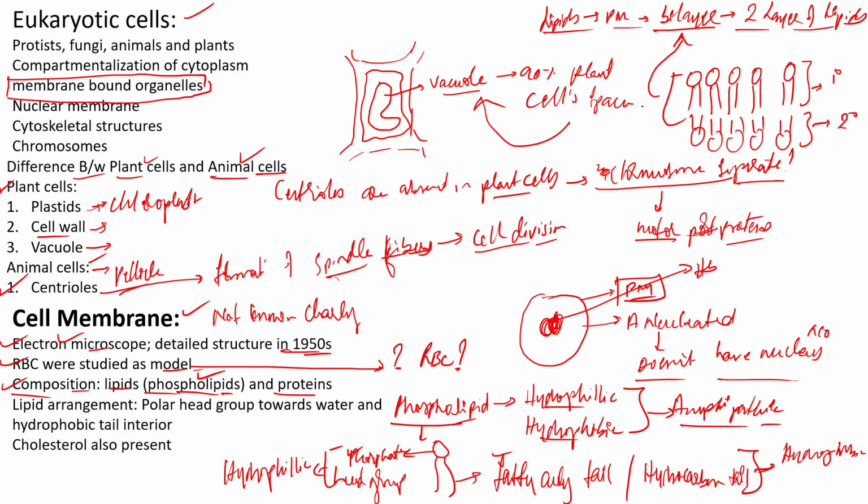Here we have mentioned that the lipid arrangement is a bilayer, that is, the polar head group is towards the water and the hydrophobic tail is mainly interior. You can see over here that this head group is exposed to water, whereas the tail groups are interior. They are not exposed to the water, they are buried inside.